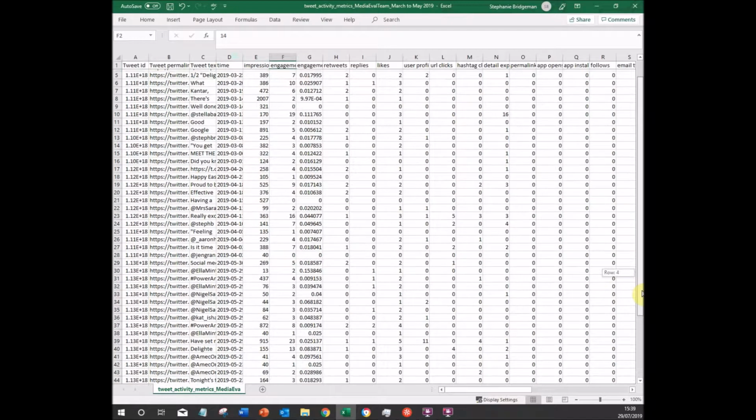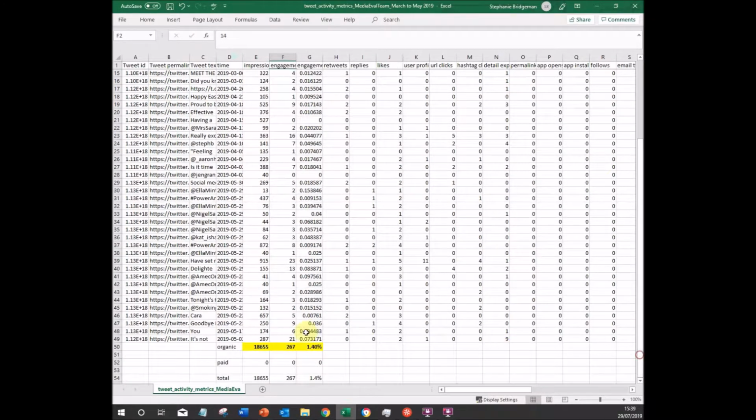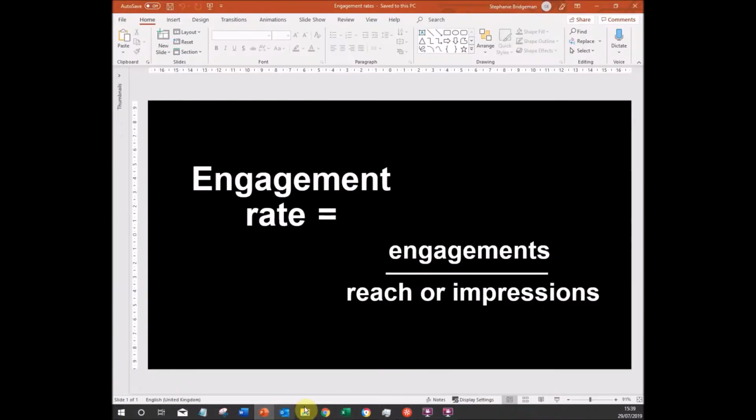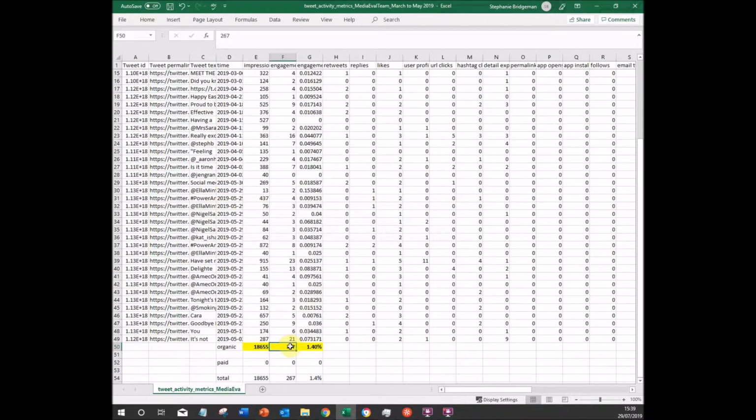So to get the total level of impressions, you can auto sum right at the bottom, same with the level of engagements. And if we remember how we do our engagement rate calculation, it's engagements divided by the reach or impressions. So we know the total number of engagements, we know the total number of impressions, we divide one by the other to equal the engagement rate. In this particular example, we've got no paid activity, so our engagement rate is 1.4%.